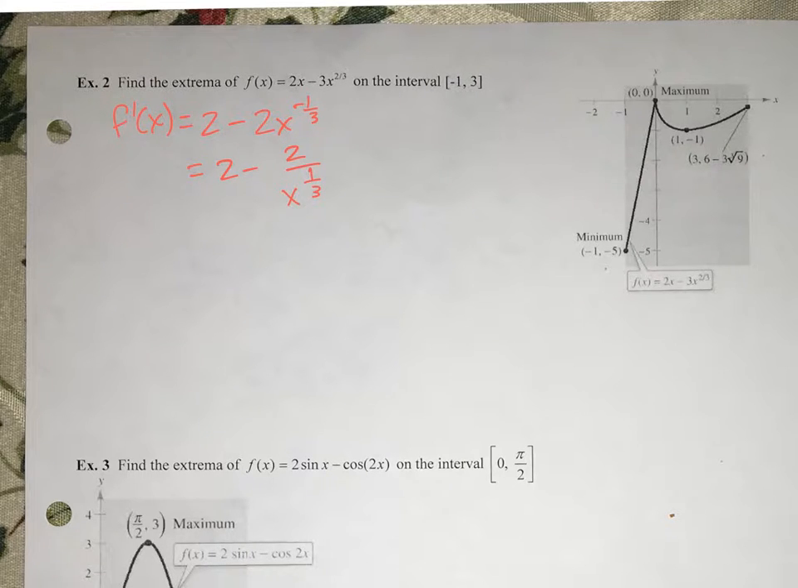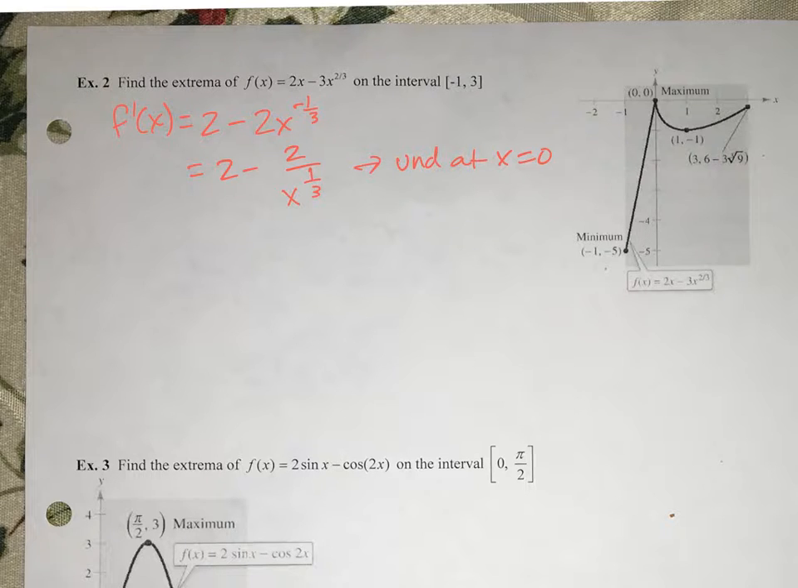Okay, so now where could extrema occur? Well, they're going to occur where this derivative is either undefined or where it's equal to 0. So, since we have an x in the denominator, we know that this function is undefined when x is equal to 0. That's where we'd have a point where this function is not differentiable. So I'm just going to say undefined at x equals 0. So that's another candidate.